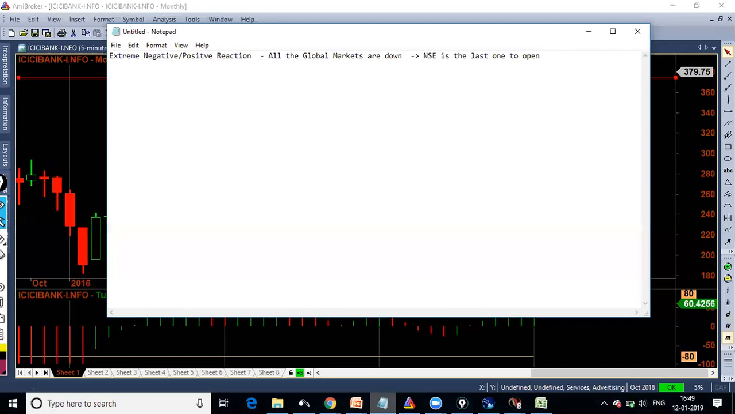Otherwise, if it's a 200-point or 300-point crash, we don't even look into global markets. We always go with Indian markets. Only in case of an extreme negative or positive reaction, where all or most of the global markets are down and we are the last one to open, we give more importance to the confidence. The first 5 minutes are very crucial, so your entry has to be really fast at the opening itself. Any priority for the US market? No, it's totally a waste of time to look into it.